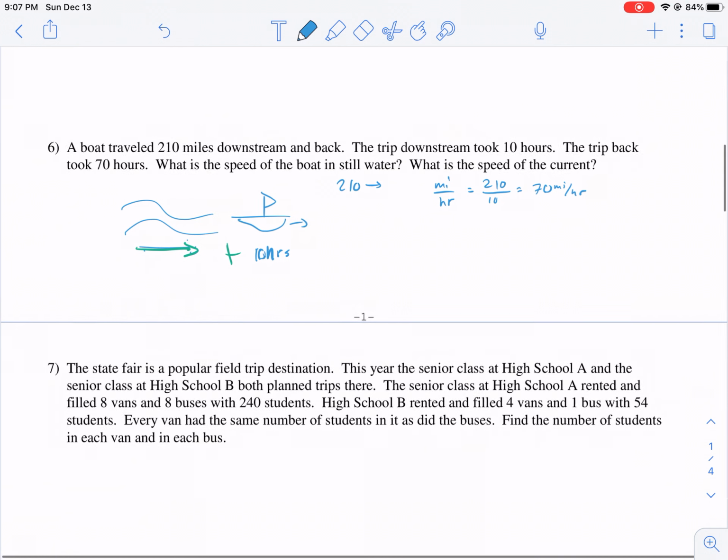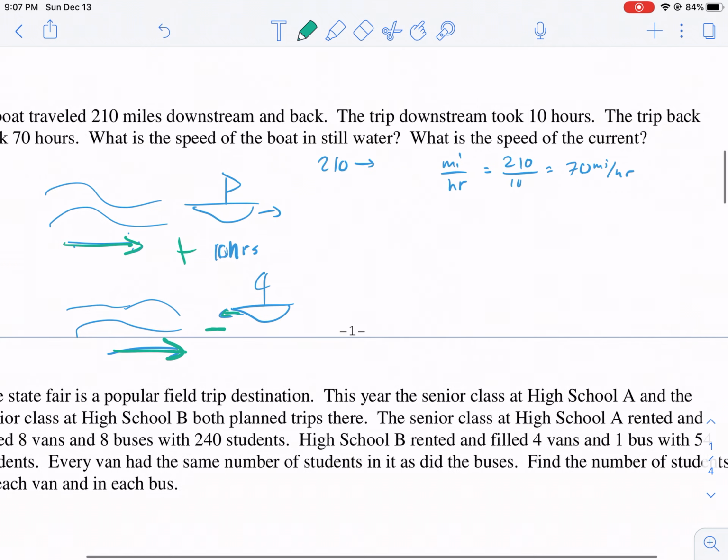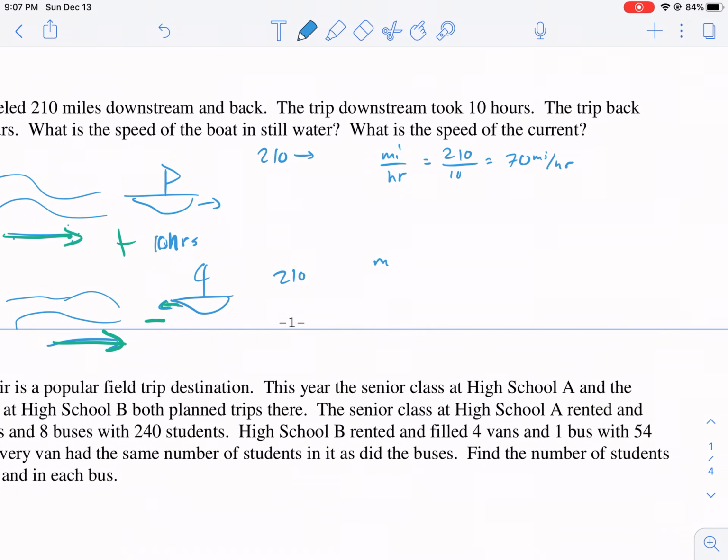Now, the exact opposite happens as you go upstream. So here we have the stream going this way, and your boat is trying to go upstream, making it difficult. In this case, we subtract because you're fighting the current. So we go the same 210 miles, but in this case, we go 210 in 7 hours. This ends up being 30 miles per hour.